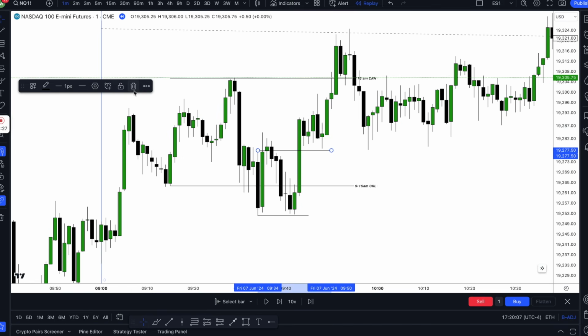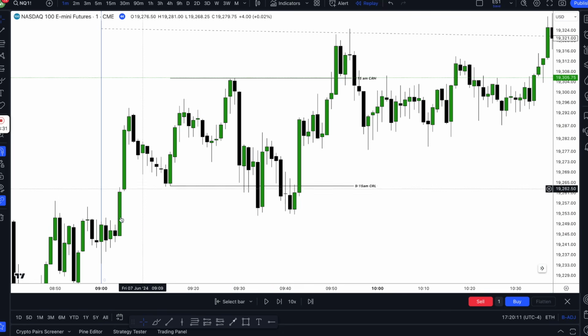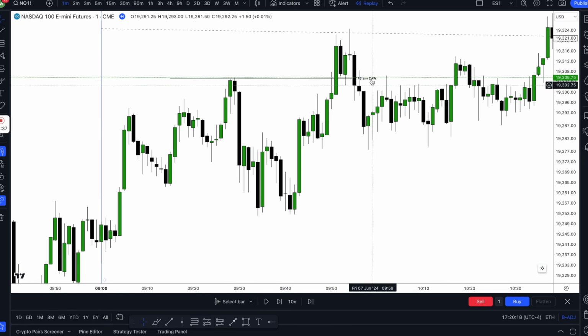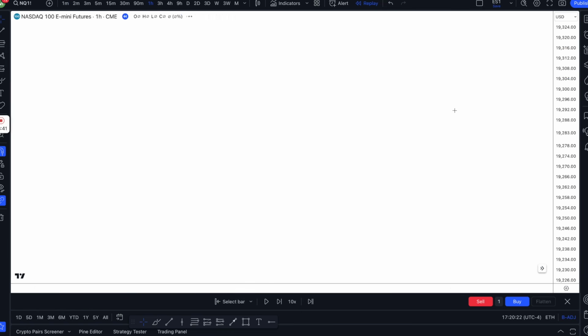Now, personally, you do not need to execute anything here. If you only want to use the 9 a.m. candle high and low on the 15-minute chart, there would have been no trade today, which is fine. Let's move on to the next day.